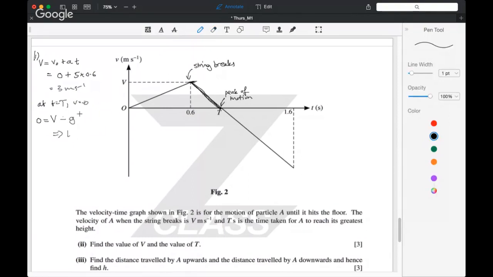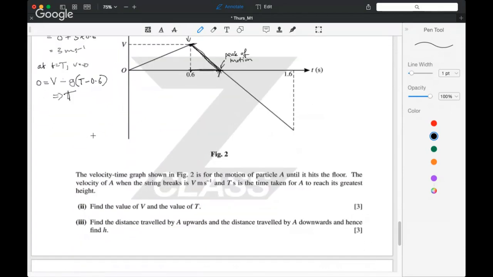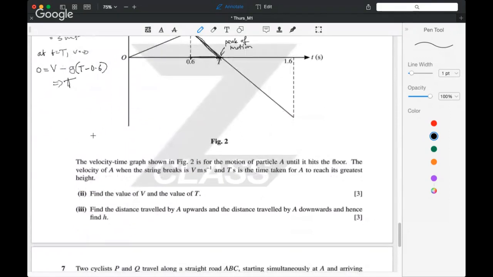Well, okay, it's t. It's this time, right? So it's the amount of time between this point and this point, which is big T minus 0.6. And so you can just solve this for big T. Now what they want is, okay, distance traveled.